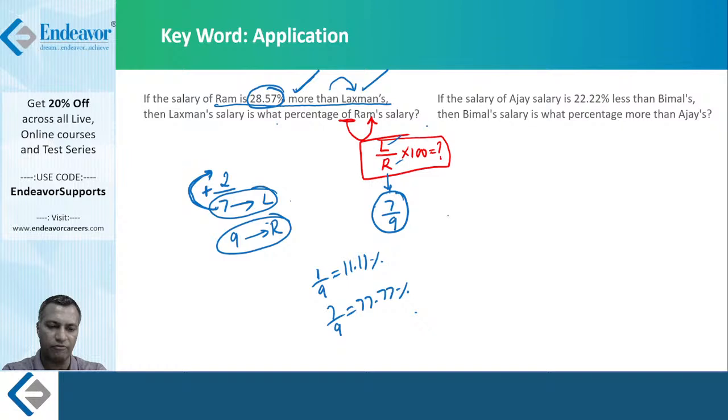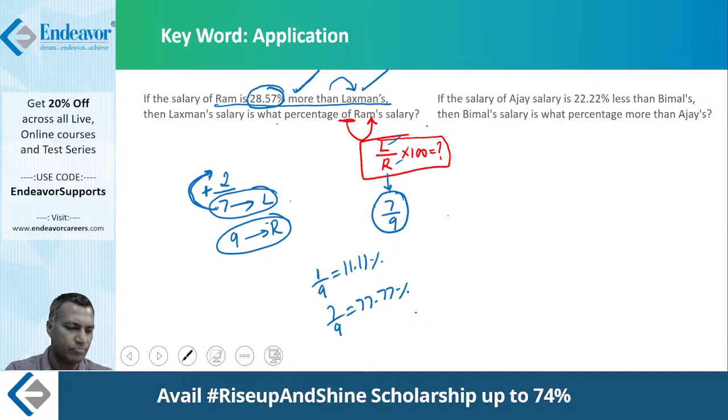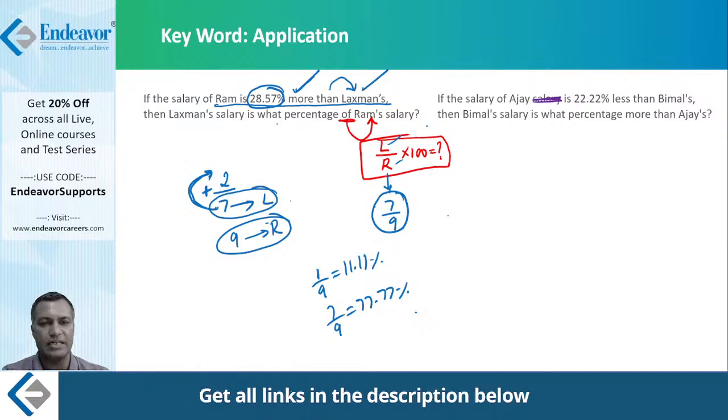Let's take a look at the second one. Another one out here. If the salary of Ajay is 22.22% less than Bimal, now look at this, it is less than Bimal. So therefore, after "than" is Bimal. Therefore, write this as the fraction 22.22%, which would become 2 divided by 9.